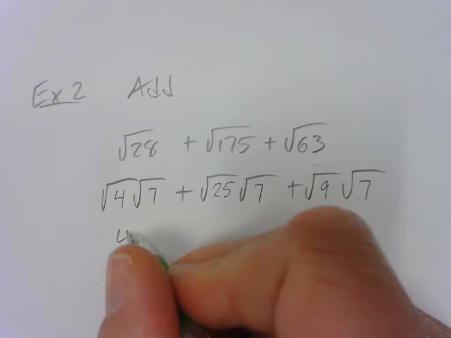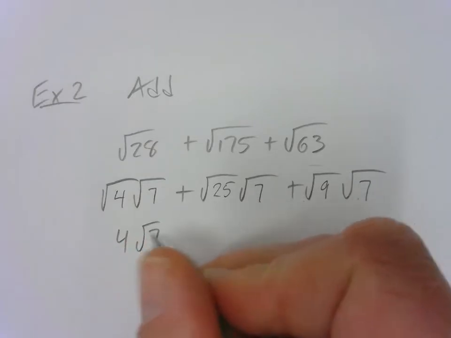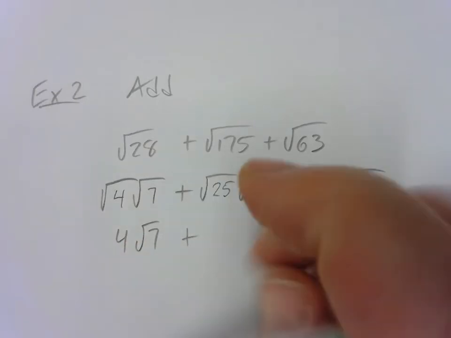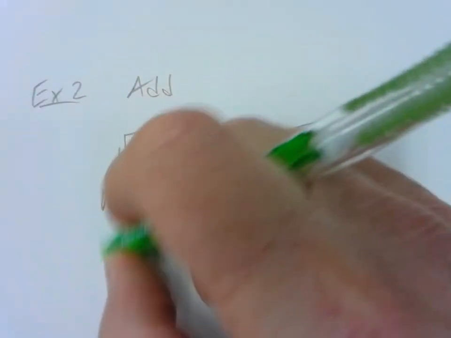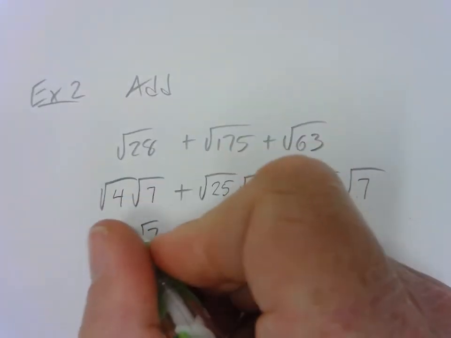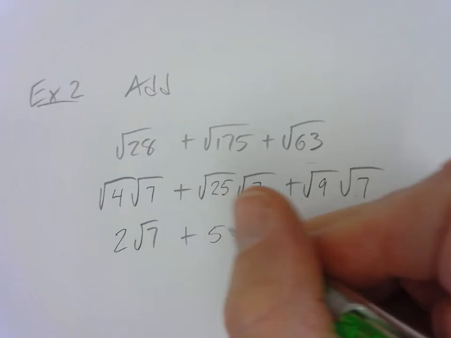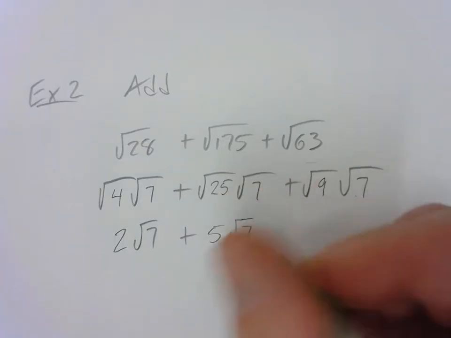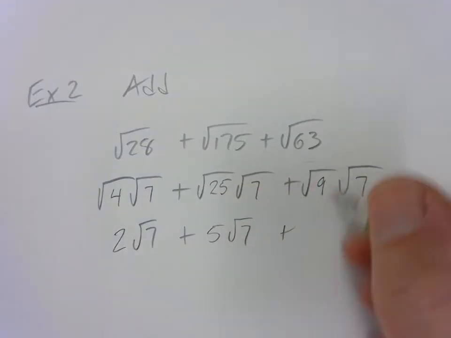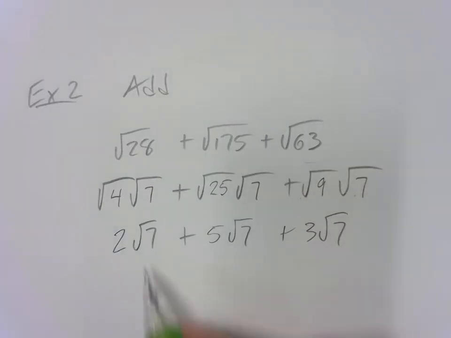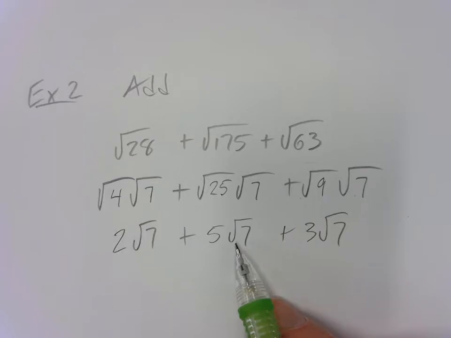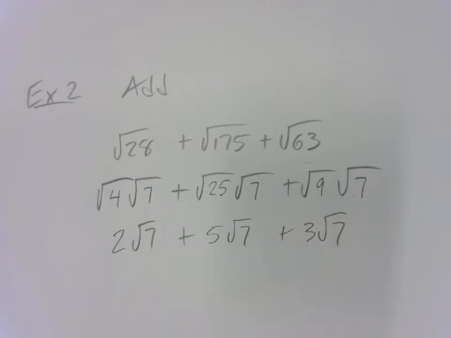So I have 4 of this piece, which is the square root of 7. And I have, oh, not 4. Whoops. It's the square root of 4, which is 2. So I have 2 of them, and I have 5 of them. By them, I mean the square roots of 7. And then 3 more. So I have 2 things that are the size of the square root of 7, 5 things that are the size of the square root of 7, and 3 more things that are the size of the square root of 7.